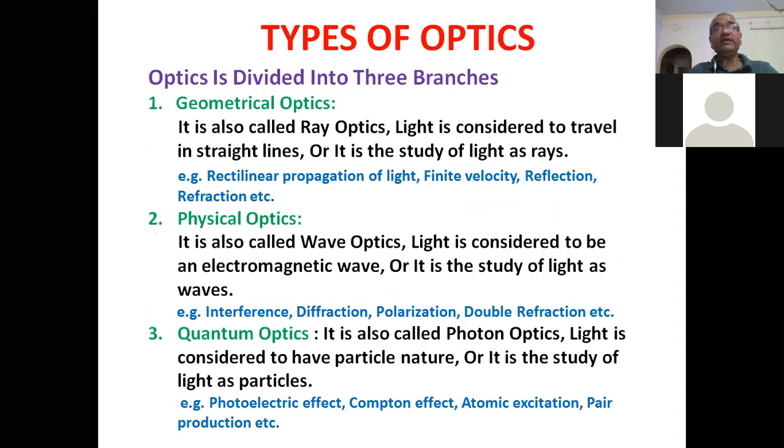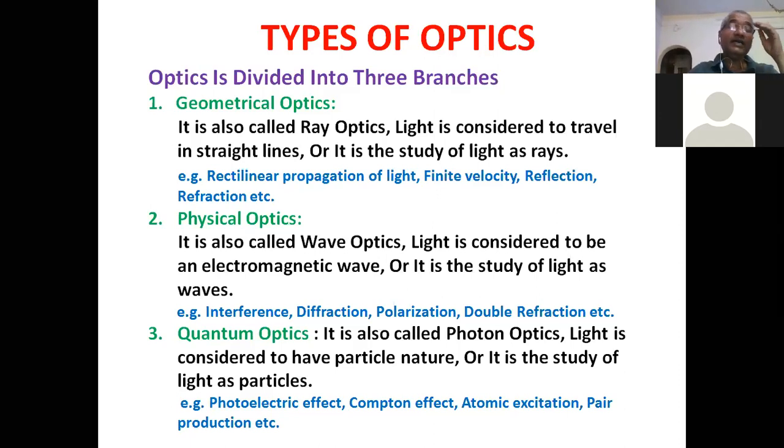This optics is divided into three sub branches: geometrical optics, physical optics, and quantum optics. So in geometrical optics, the formation of the images can be explained on the basis of ray diagrams. So ray diagrams plays an important role in geometrical optics. So the particle nature or ray nature of light is considered in geometrical optics. And in physical optics, the wave nature of light is considered, and the light is studied as a wave. And there are some certain phenomena which can be explained satisfactorily on the basis of this physical optics. So physical optics means wave optics, wave nature of light is considered.